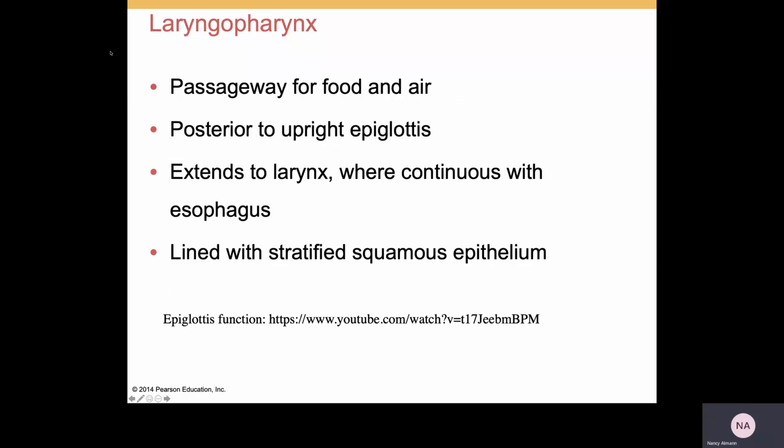Now, the laryngopharynx is also a passageway for food and air. That's what the pharynx does. It is posterior to the epiglottis, which sits upright. It extends down to the larynx, and the larynx is going to be continuous with the esophagus too. It is lined with stratified squamous epithelium.